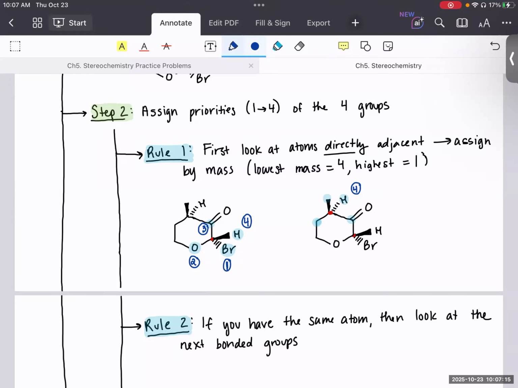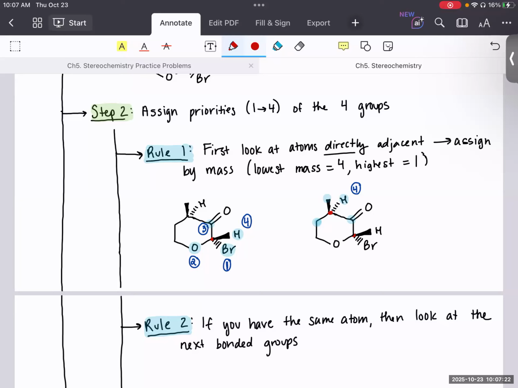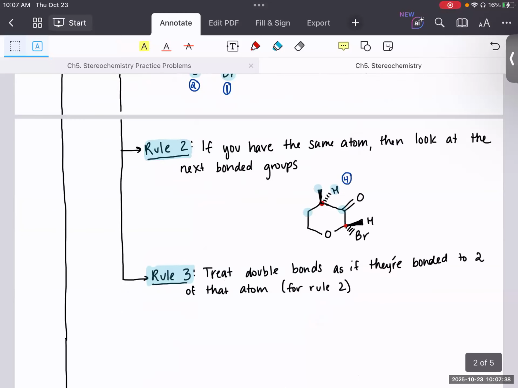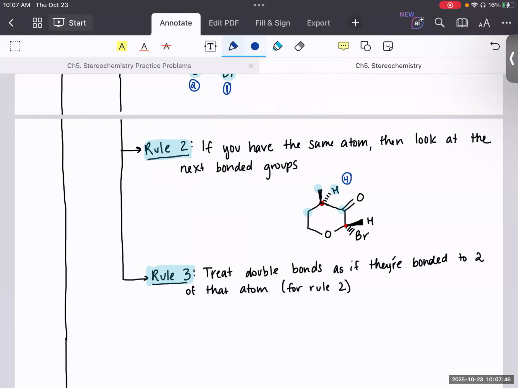Okay, so we're good with this first stereogenic center at the bottom. We have that one done. And now we need to wrap up this top one. For this, we'll have to use rules 2 and 3. So I'm going to copy over this molecule so that we're thinking about what we're assigning next. For rule 2, if we have the same atom, as in this case where we have three carbons, we need to next look at the next-door bonded neighbors of those carbons.